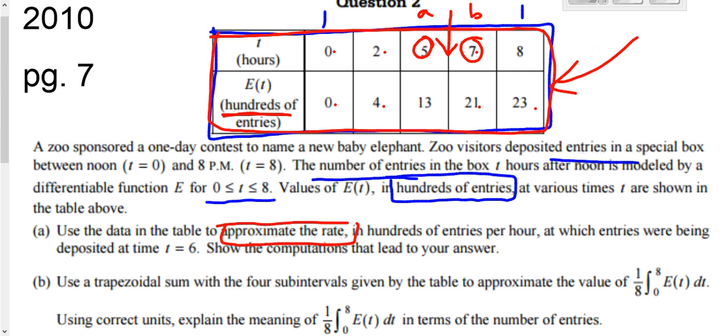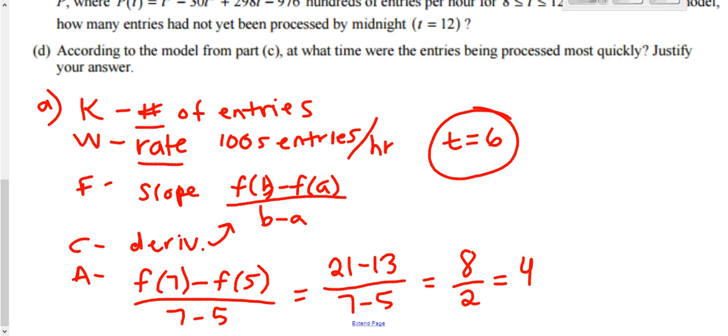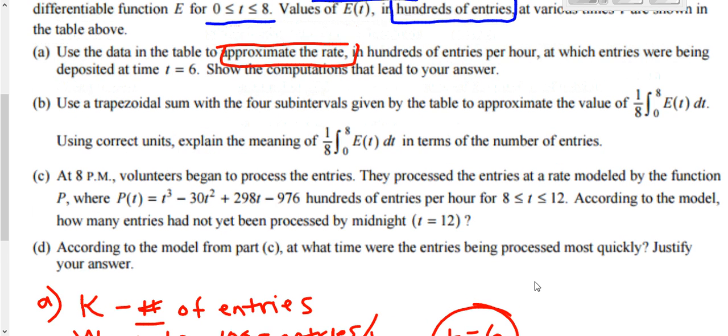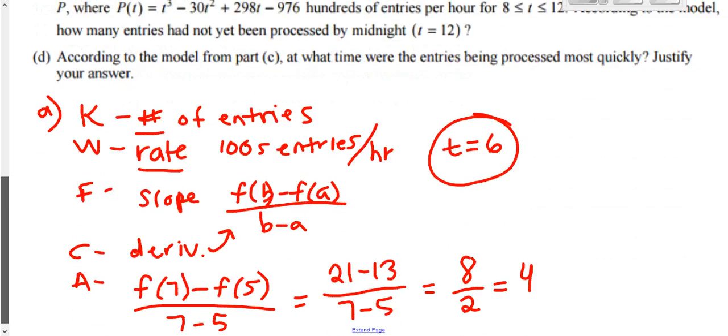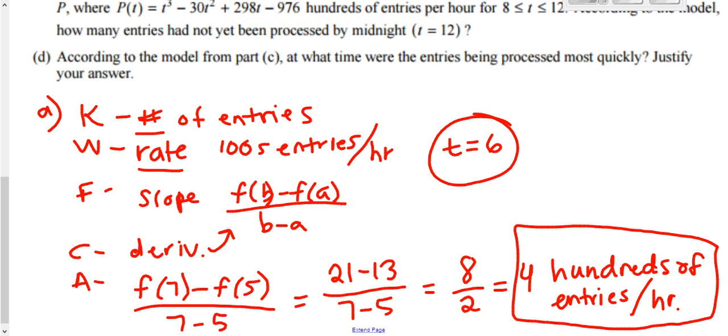F of 7 is 21. F of 5 is 13. So we have 21 minus 13 over 7 minus 5. That is 8 over 2, which is 4. Now let's make sure this is a word problem. So approximate the rate in hundreds of entries per hour. So we need to write that down here. Hundreds of entries per hour. And that is our final answer here for part A.